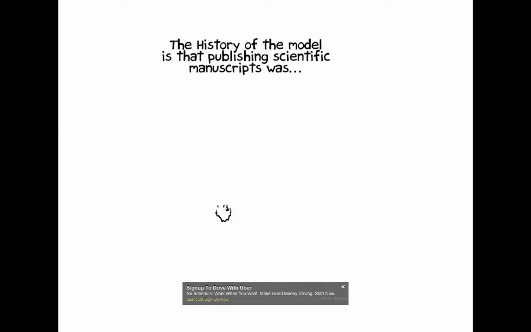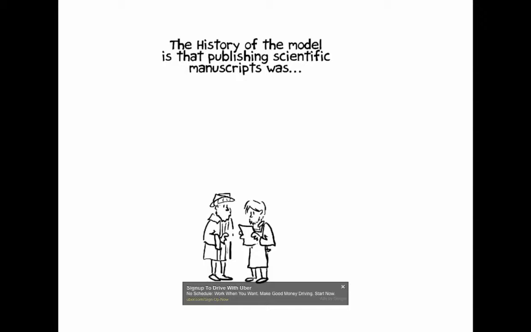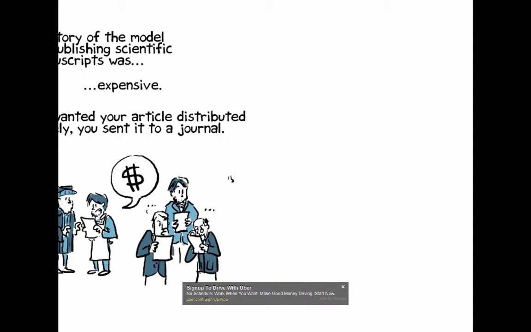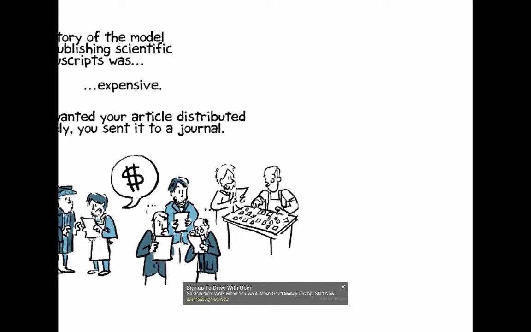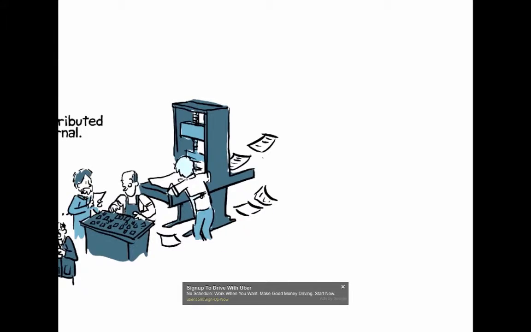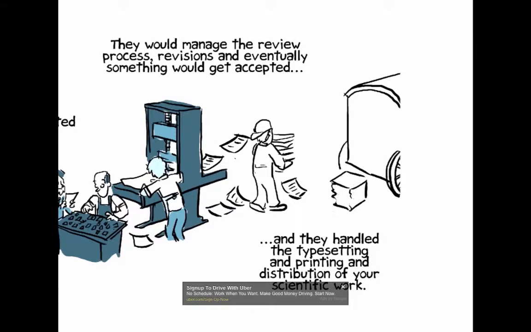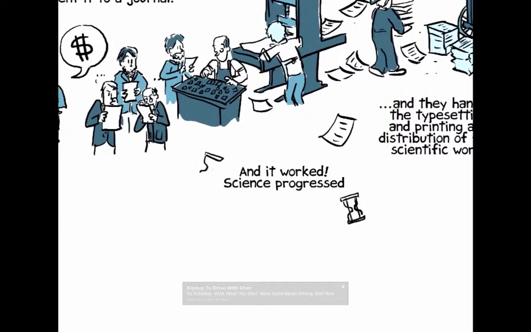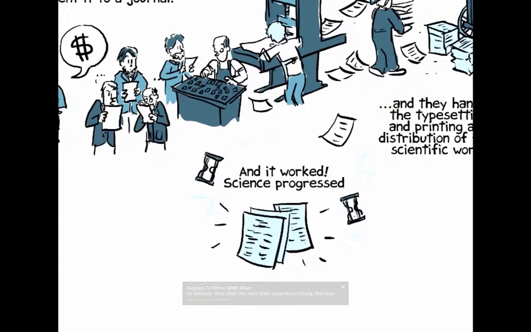The history of the model is really that publishing scientific manuscripts, especially ones with complex, detailed color figures, was expensive. And so if you wanted your article distributed broadly and widely, you sent it to one of these journals, and then they would manage the review process and the communications with reviewers and revisions, and eventually something would be accepted. They handled the typesetting and the printing and the distribution of your scientific work. And it worked great. Science progressed pretty well, and it became a good way to distribute scientific papers.